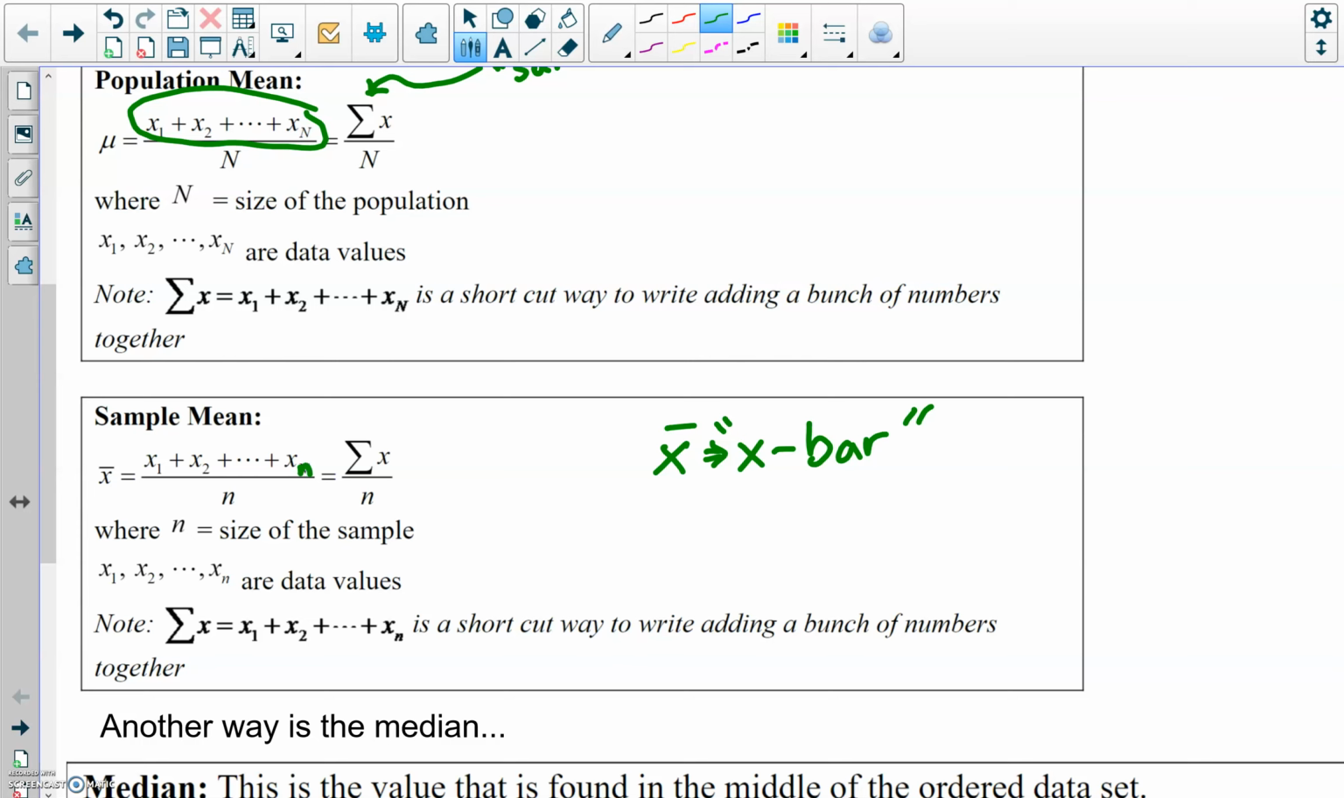You add up all the values that you saw in your sample and divide it by the number of items in your sample. And that sigma notation, again, is used to shorthand it. The only difference between population mean and sample mean is the fact that population uses the mu, and sample mean uses x bar. Population uses capital N for the population size, sample uses little n. But overall, you're adding everything together, dividing by how many there are.